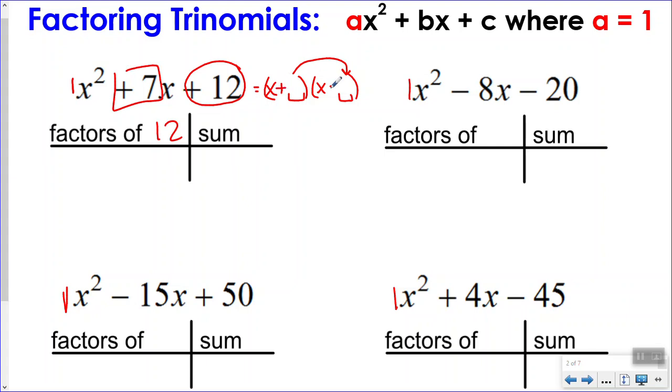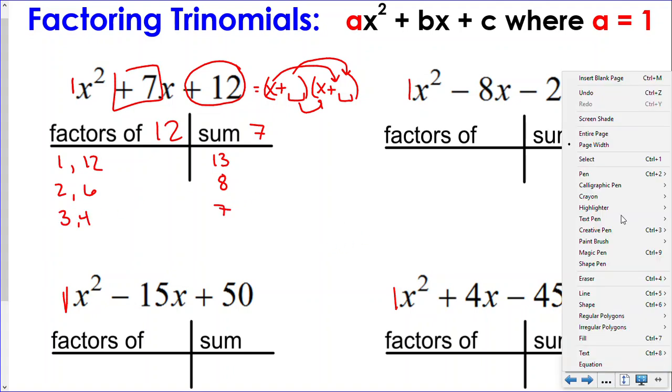So we're going to have x plus something else, because we're going to have factor number 1 times x, and then we're also going to have factor number 2 times x. And when we add them, we're going to get our middle term. So we're going to look for a sum of 7. So I'm going to look for factors of 12 that add up to 7. And we can generate a list. We have 1 and 12, those add up to 13. We have 2 and 6, those add up to 8. And we have 3 and 4, those add up to 7. And now I have the factors that I want.